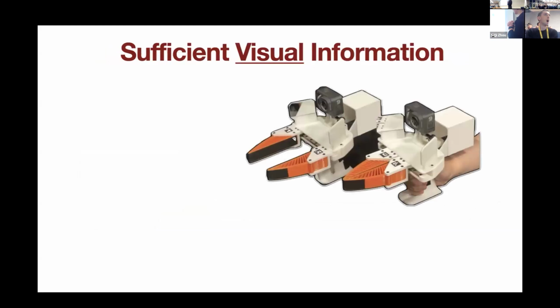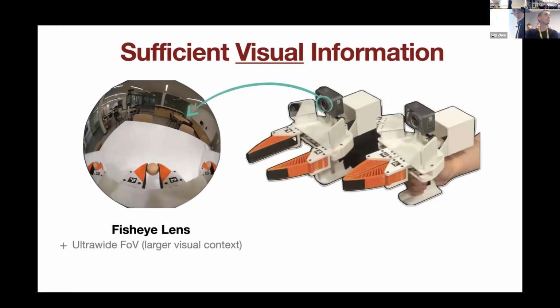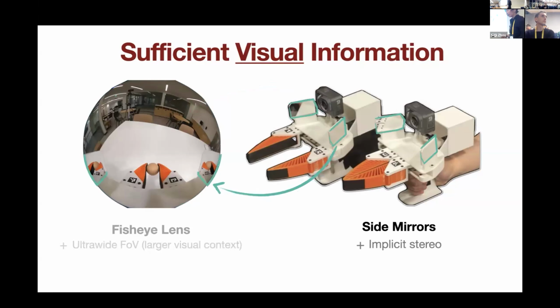To do that, we made a few important design decisions on this gripper. First, we use a fisheye lens on our camera to capture a very wide field of view image so that we can encode enough visual context for inferring robot actions. And then we also add two small mirrors on the side. That helps the system get a different perspective of the same view, to get a sense of 3D depth information. That's what we call implicit stereo.